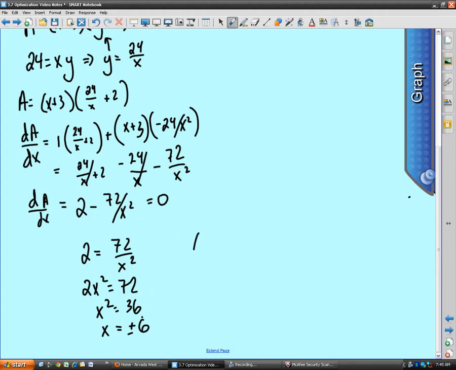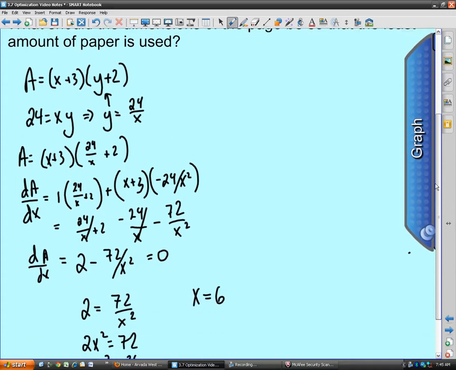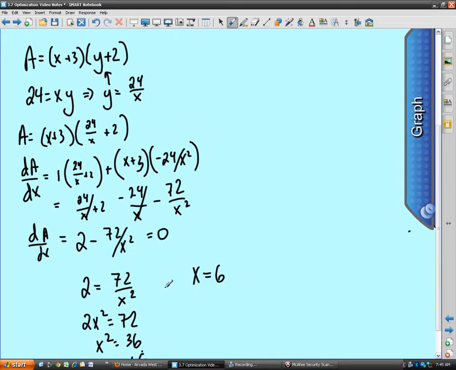And then that's not the dimension that we're looking for, because we need the dimensions of the page. So we got to go back and say, if x is 6, then we know that y would have to be 24 over 6, which would be 4. So the dimensions we need are going to be 9 by 6. That's the 6 plus 3 by 4 plus 2, plugging back into my original area function. And so 9 by 6 is really what we're looking for to minimize the paper that we're going to use and also maximize the type.